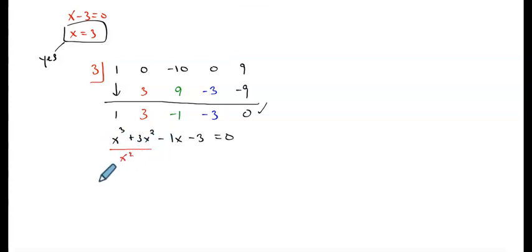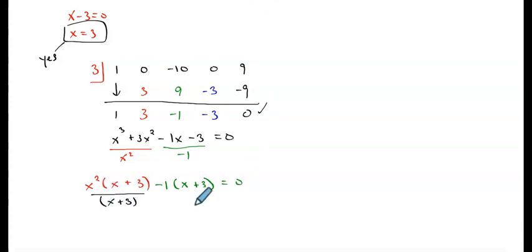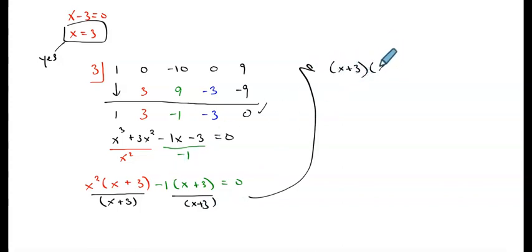So I'm going to look at my first 2 terms, and from these 2 terms I see I can factor out an x squared. So I'm going to start with that. I'm going to factor out the x squared here, and I'm left with x plus 3, x squared times x plus 3. And then here, I'm going to factor out negative 1, and then I'm left with x plus 3 as well, which worked out nicely for me. Because now I have a common factor of x plus 3 in both these terms. So I factor out the x plus 3 here, and that leaves me with x squared minus 1.